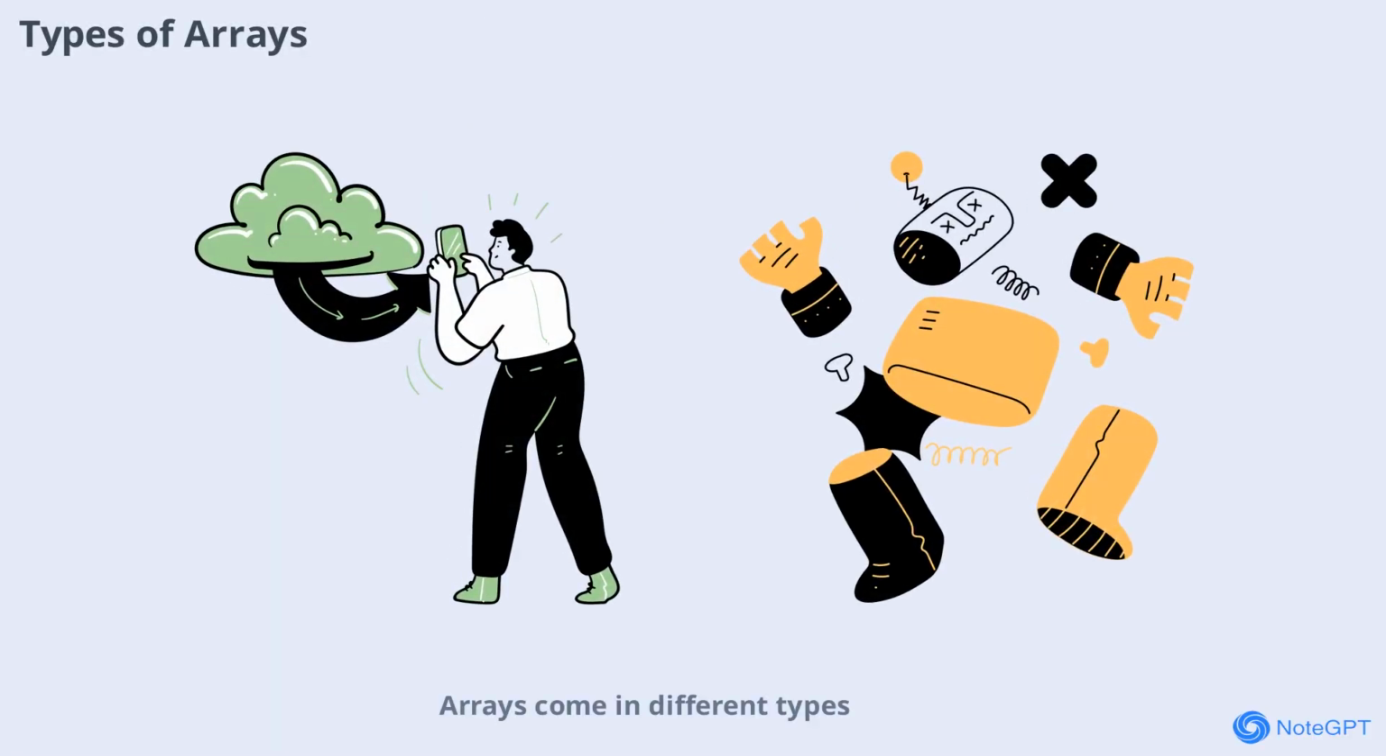Arrays come in different types, depending on the programming language and the data they hold. The most common type is the one-dimensional array, which is simply a list of elements. There are also multi-dimensional arrays, like two-dimensional arrays, which can be thought of as tables or matrices. These are useful for representing grids, images, or any data that has rows and columns. Understanding the different types of arrays helps you choose the right structure for your specific problem.